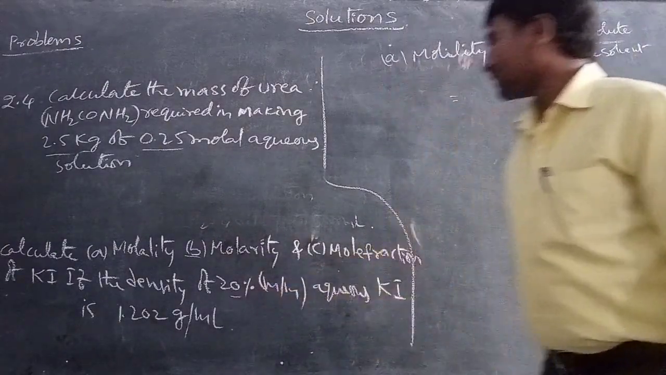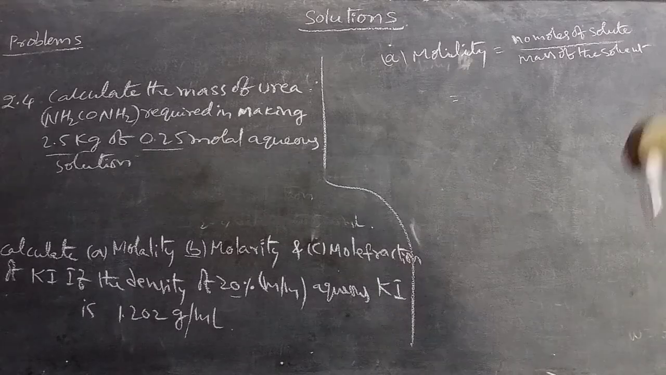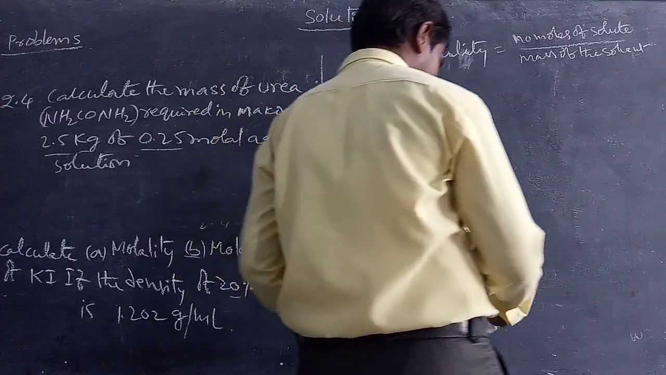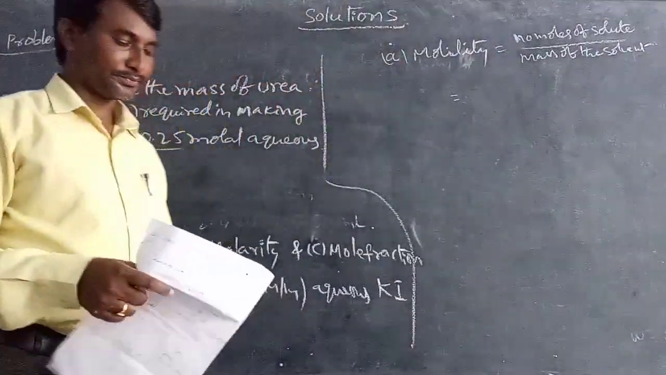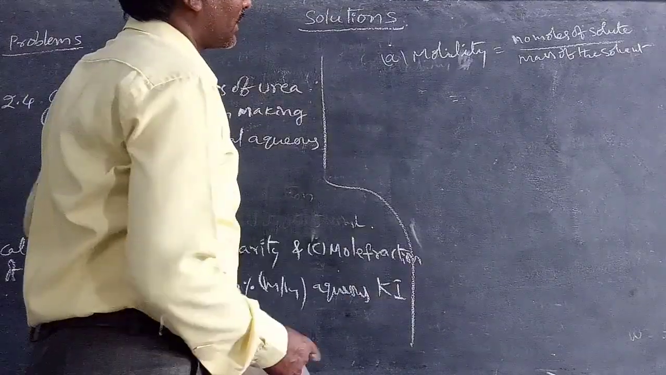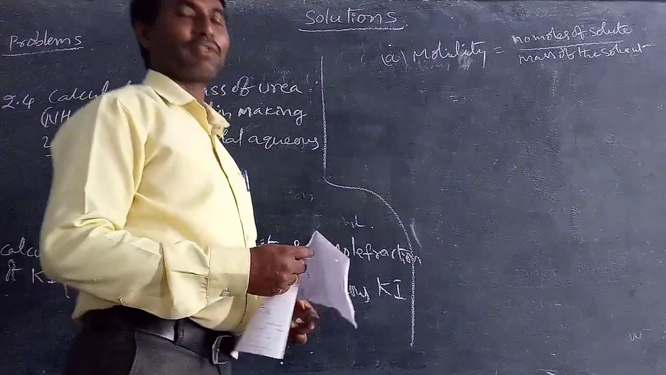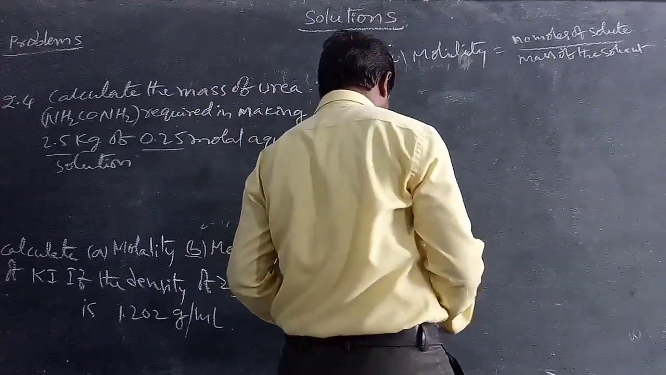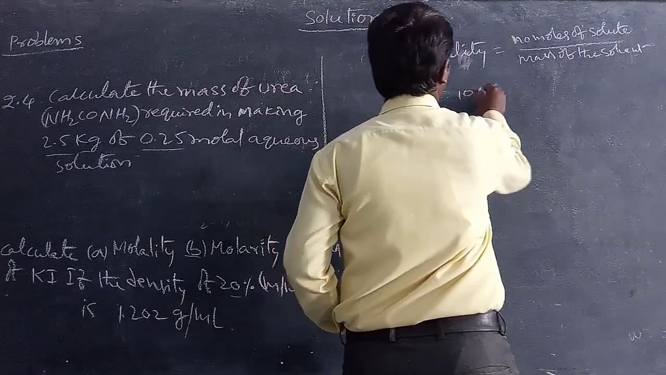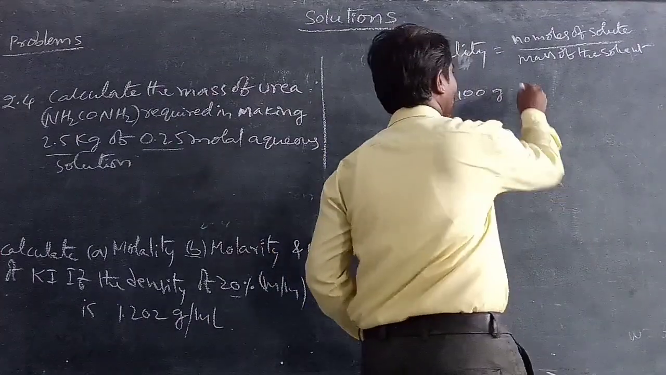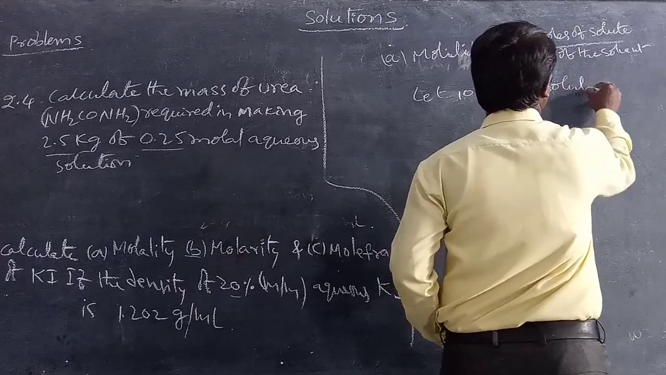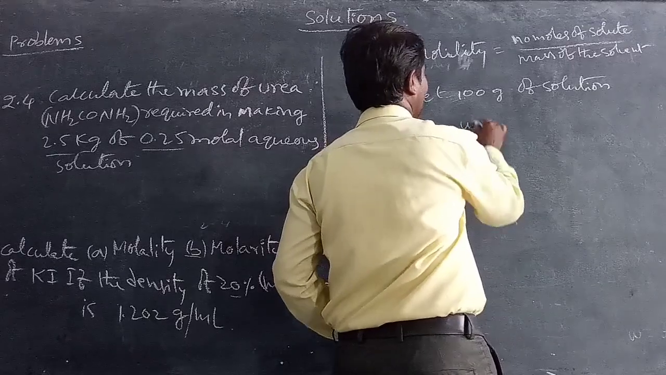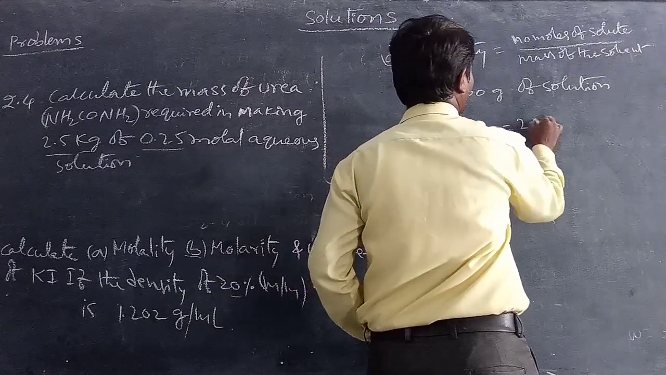Here the given 20 weight by weight percentage is 20%. 20% means that it is 20 grams of KI. So let us take 100 grams of solution, that is, the weight of potassium iodide is 20 grams.